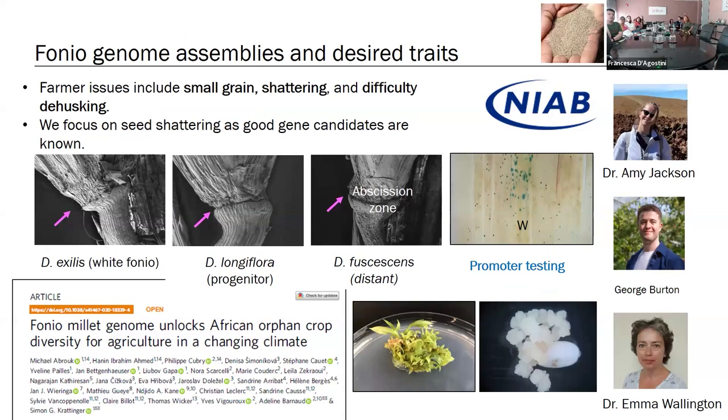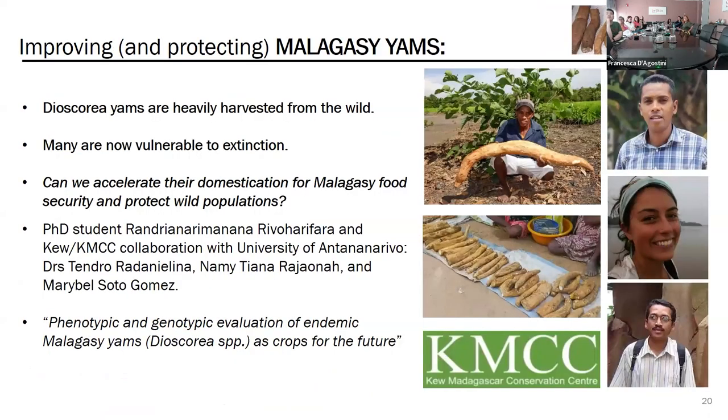So thankfully there are Digitaria genomes, and Fonio is just recently published. We can use that genetic data to identify the gene candidates that could be of use to improve on these accessions that are the most drought resilient and tolerant. And we're doing this with NIAB in Cambridge, and it has formed the basis of the PhD project of George Burt at Kew. So Malagasy yams is a slightly different story.